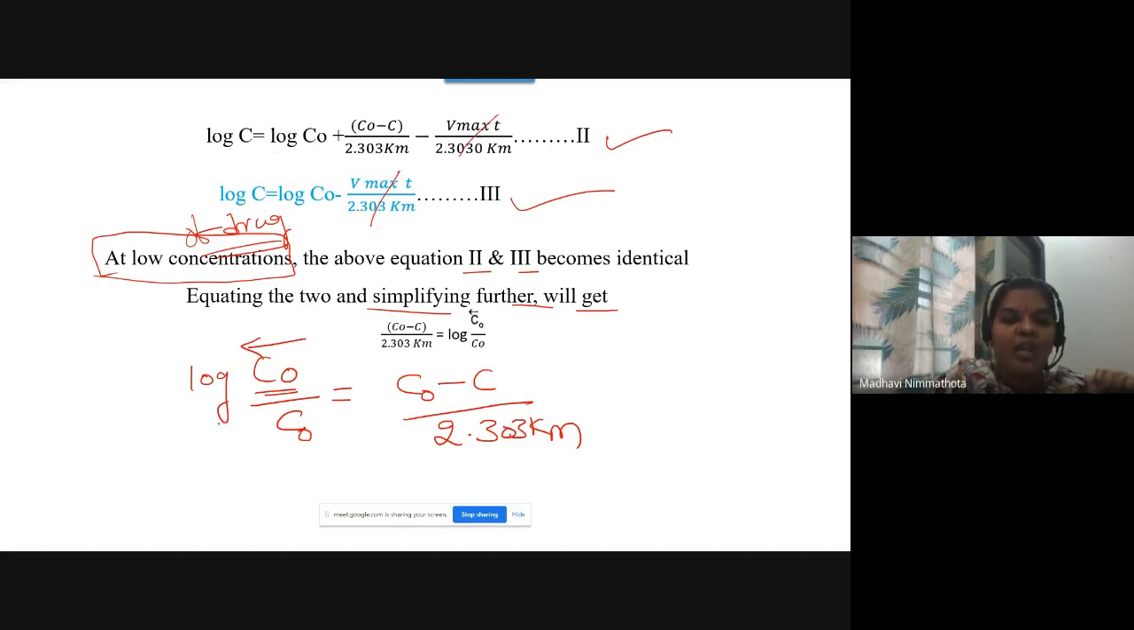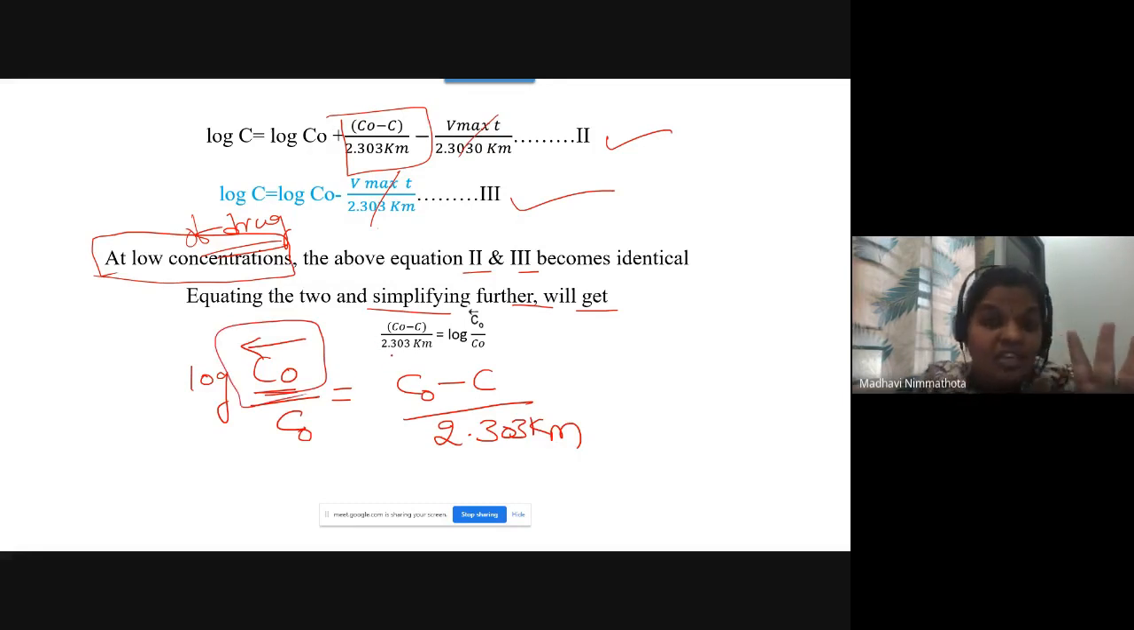So when you relate this back-extrapolated concentration C0 with the initial plasma drug concentration, you can write this equation directly: C0 minus C by 2.303 Km. Here we are considering this extrapolated concentration. The equations are very simple as compared with the one compartment open model. Only one thing, you have to write each and every time which equations we are getting this equation from.